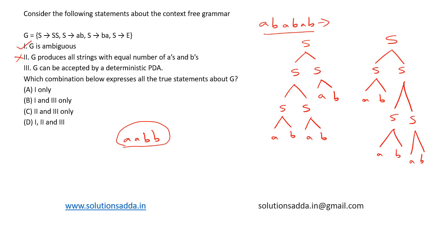Option 3, G can be accepted by a deterministic pushdown automata. Yes, this is true. How we can do it is that, upon seeing A, we push into the stack, and upon seeing B, we pop it. If we continue to do this, this can be done using a pushdown automata to derive the grammar G. So option 3 is correct. Now based on options 1 and 3, option B is the right answer here.